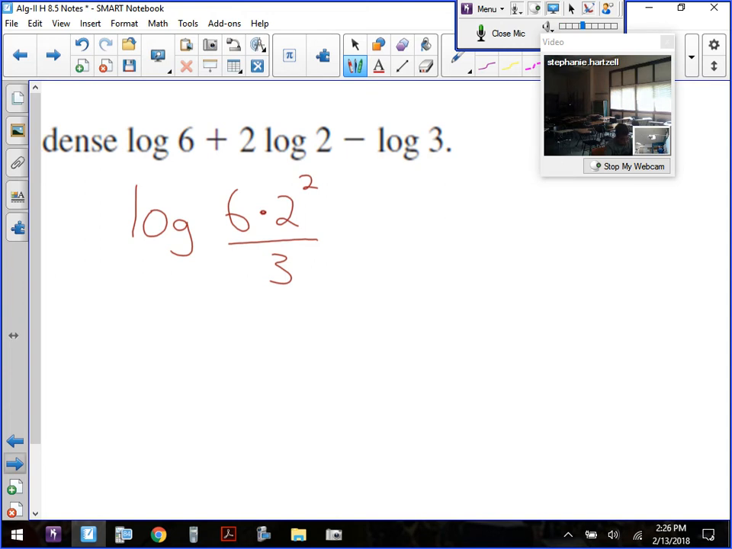You all right? Whenever you see the plus sign, that means that 2 parts next to each other are being multiplied. Whenever you have a number in front, it means it's an exponent. So when we have the 6 plus the 2 log 2, that means there's a 2 squared times 6. Okay?